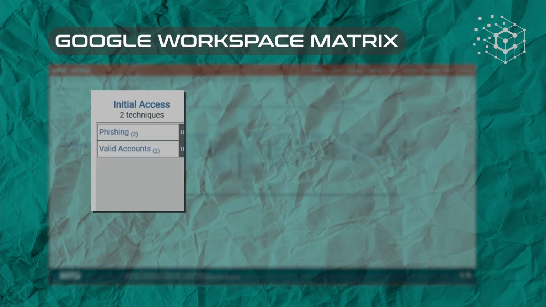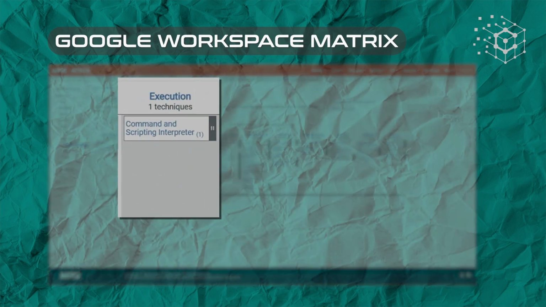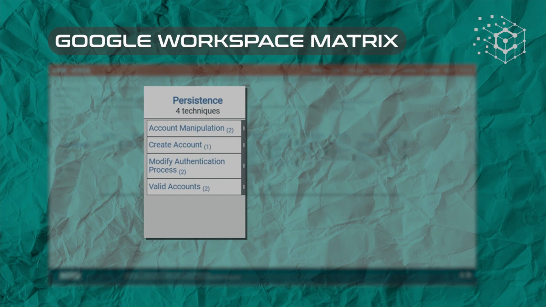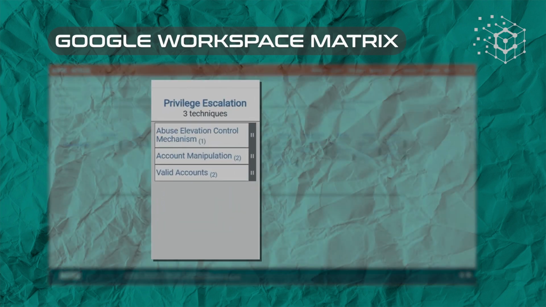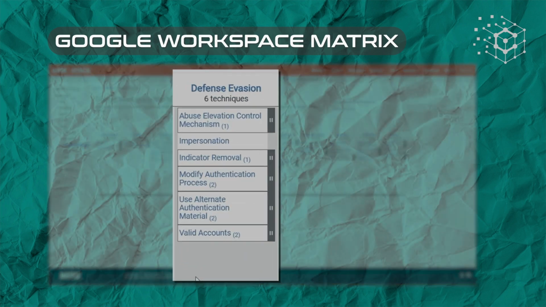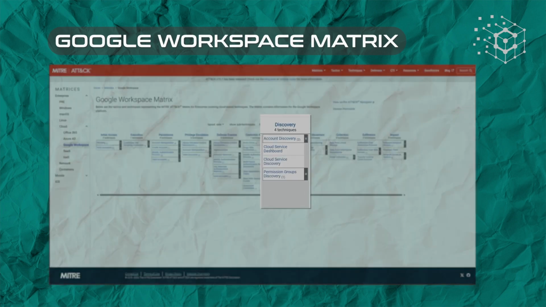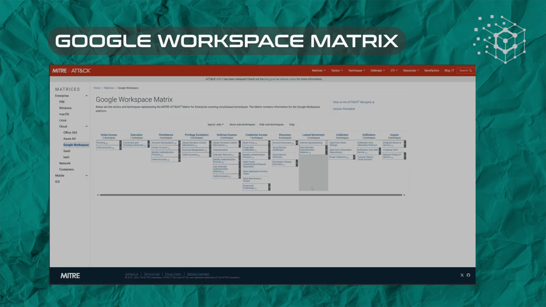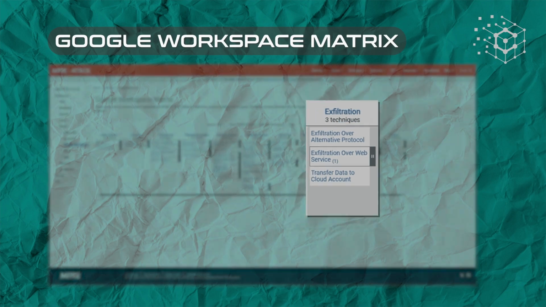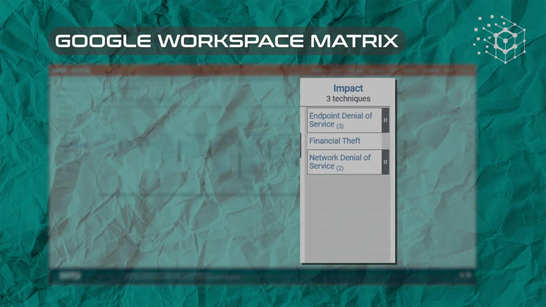Initial access has 2 techniques. Execution has 1 technique. Persistence has 4 techniques. Privilege escalation has 3 techniques. Defense evasion has 6 techniques. Credential access has 7 techniques. Discovery has 4 techniques. Lateral movement has 2 techniques. Collection has 3 techniques. Exfiltration has 3 techniques. And impact has 3 techniques.